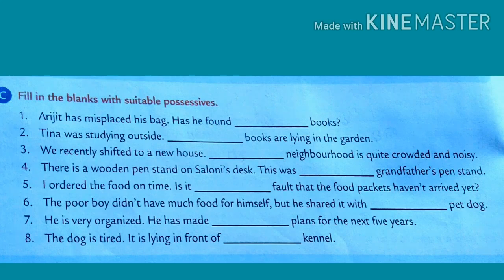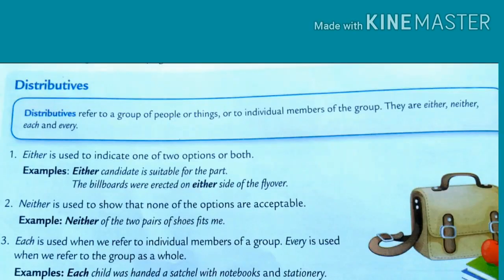Do the remaining sentences on your own. This is very easy. You can complete it soon. In determiners, the next topic is distributives. Distributives refer to a group of people or things, or they may refer to individual members of the group.